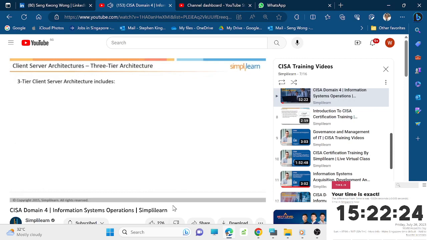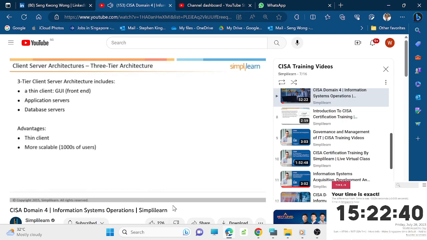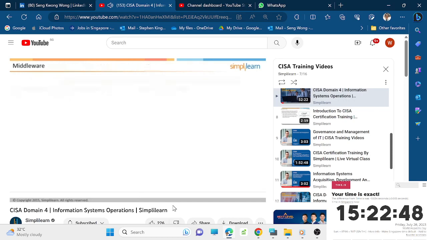In a 3-tiered client-server architecture, the front end is represented by a graphic user interface, while the back end is comprised of the application and database servers. Advantages of this architecture compared to a 2-tiered include a thin client, and it's more scalable. For example, it can support thousands of users. Let us discuss middleware in the following screen.